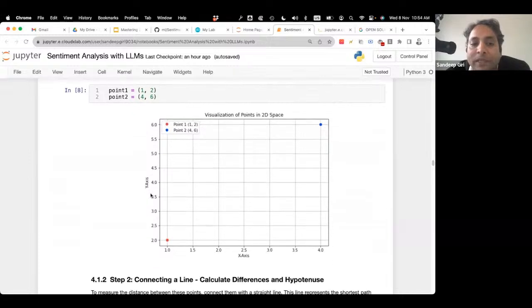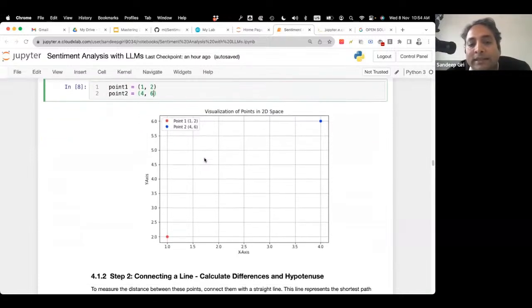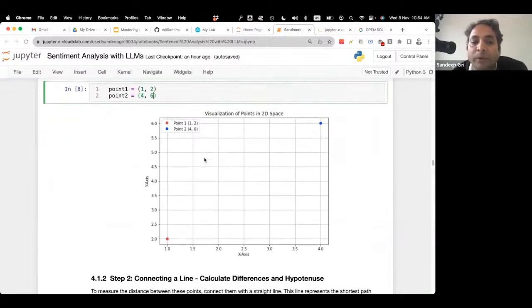Right? Now, you are given two coordinates, 1, 2 and 4, 6. What's the distance between them? For the first point, x is 1, y is 2. For the second point, x is 4 and y is 6. How much is the distance between these 2 points? Between point 1 and point 2. So this is 1, 2, and this is 4, 6. These are 4 units, and this is 6 units. So between this blue and red point, what's the distance? Everyone?